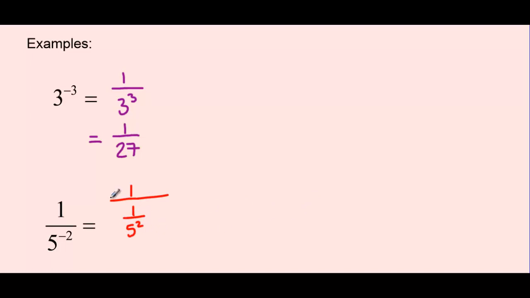Well, we are now dividing by a fraction. So we can logically say that when we're dividing by fractions, it's the same thing as flipping and multiplying, or multiplying by the reciprocal of the fraction. So this would equal 1 multiplied by the reciprocal, 5 squared over 1. And 1 times anything is just the anything, and 5 squared over 1 is 5 squared.